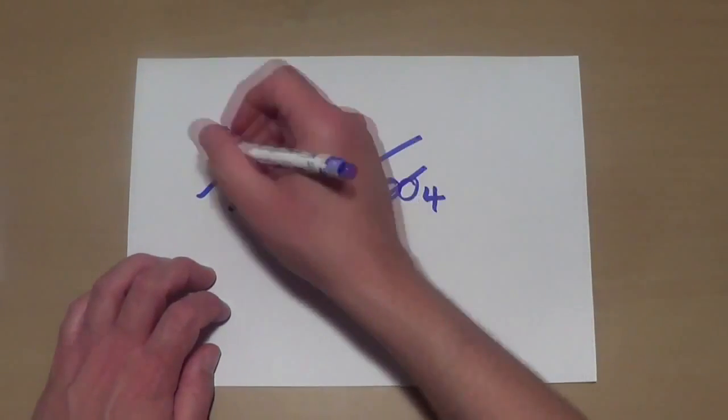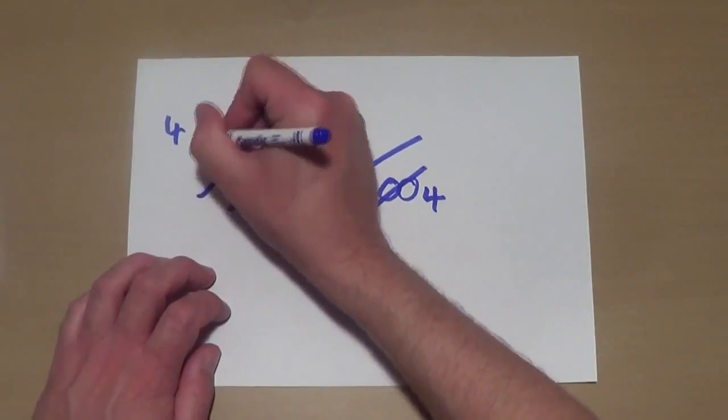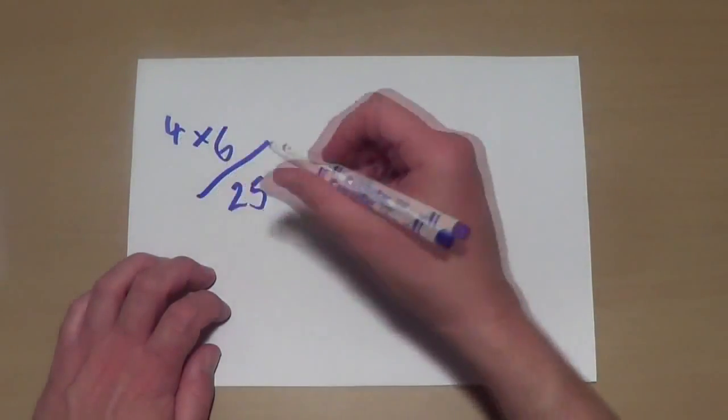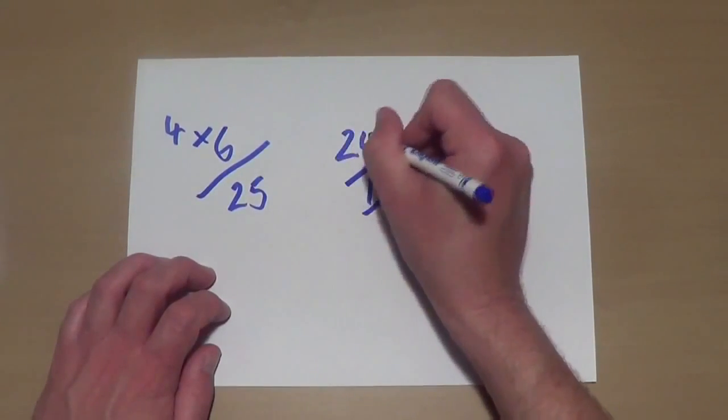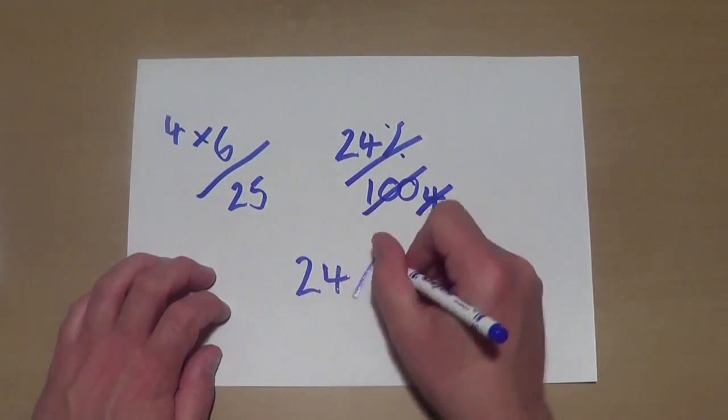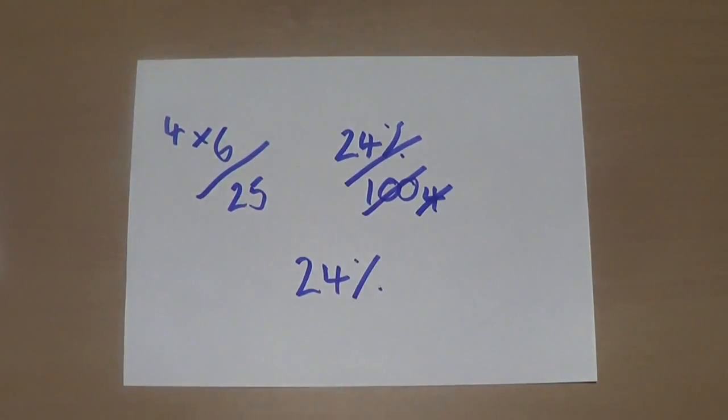Now we take that 4, we bring it over here, and we multiply it by the 6, cancelling that out. So 4 times 6 is 24%. That's simple.